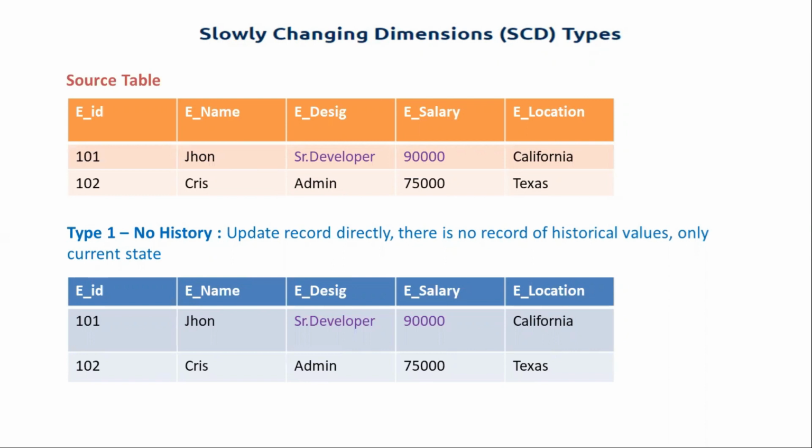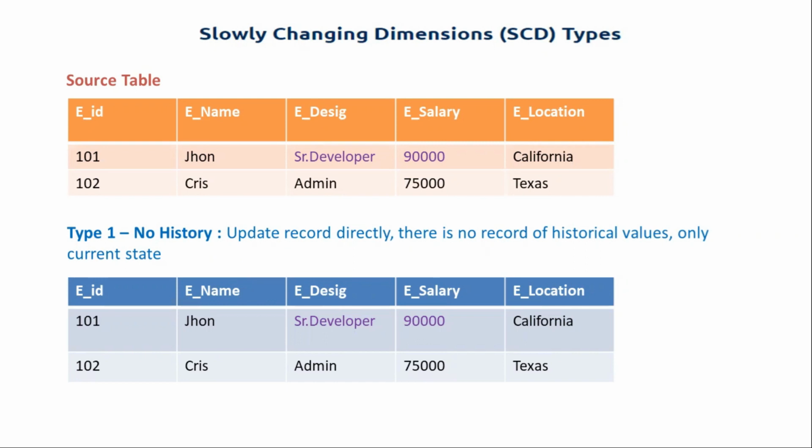But the disadvantage here is we are not maintaining the old one, because we don't know what the previous designation and what the previous salary was, right? So it's completely a business requirement. If the business asks us to maintain only the latest data, then we should go with this type 1, which is insert override, or to maintain the latest data without any history.